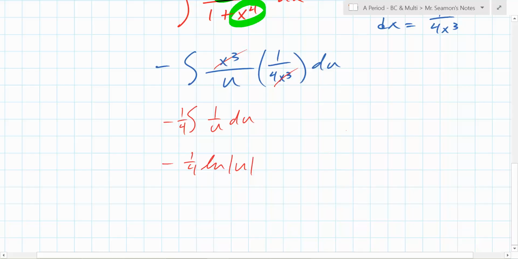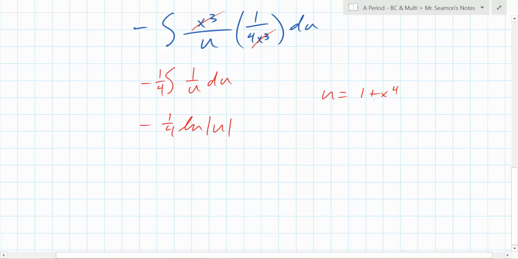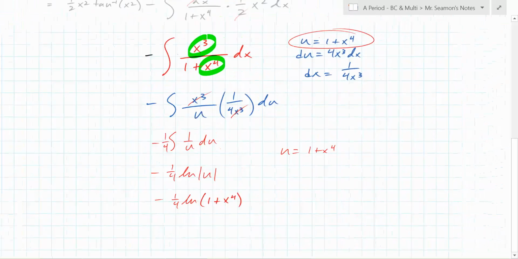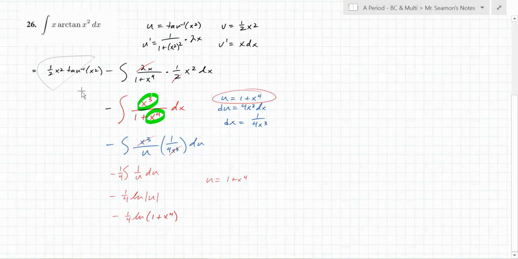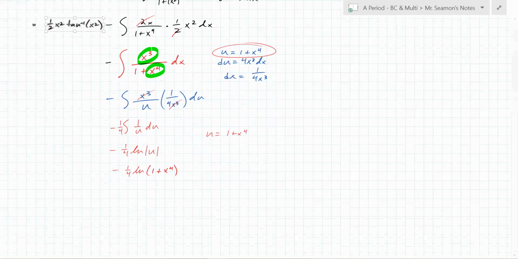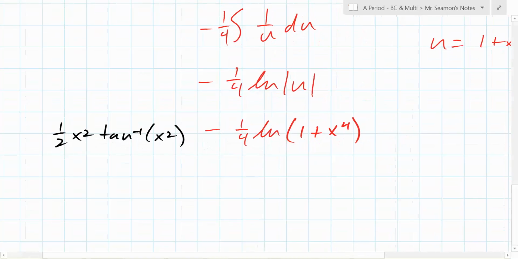What does u equal? Go back up here. 1 plus x to the 4th. So what do we end up with? Negative 1/4 ln of the absolute value of 1 plus x to the 4th. It's fine. You're correct. So look, we just totally got rid of that one. What do we have left? What do we have to carry down here? Oh, look, all the stuff at the beginning. Boom, plus c. How do we feel about this?